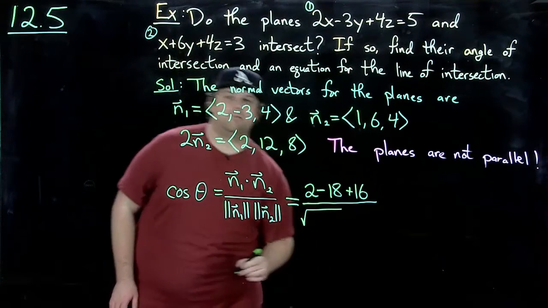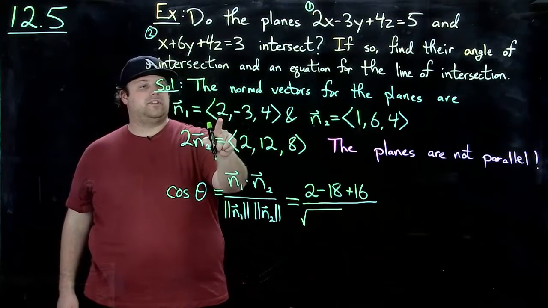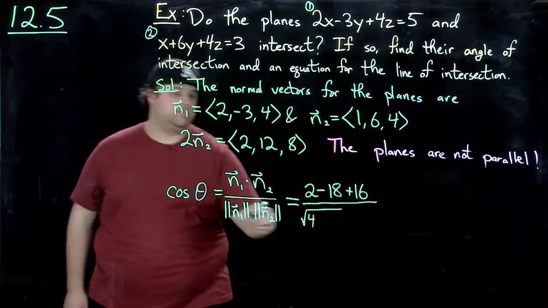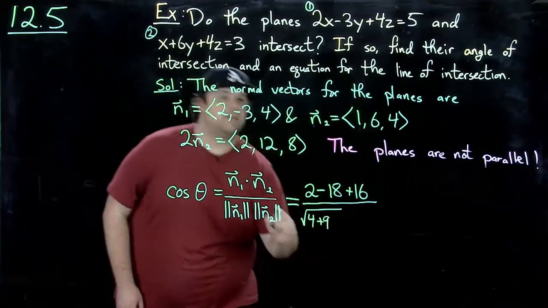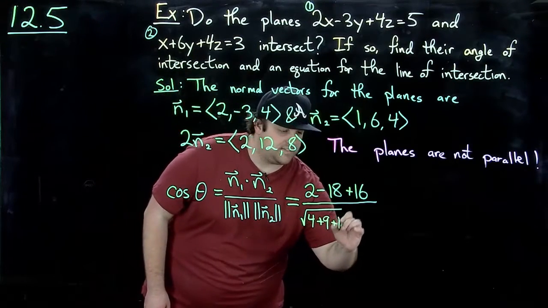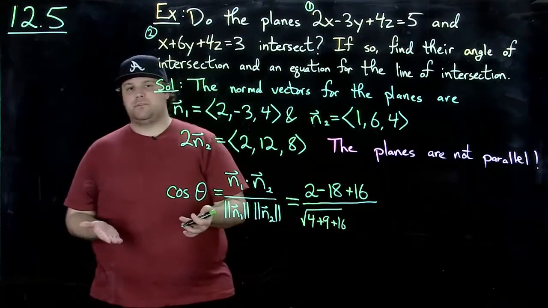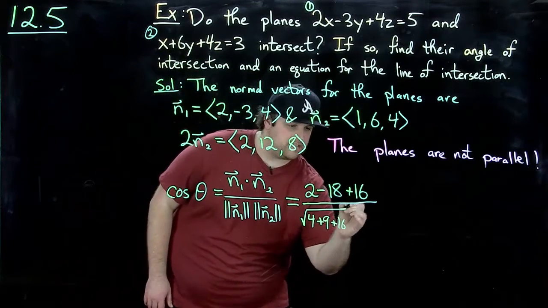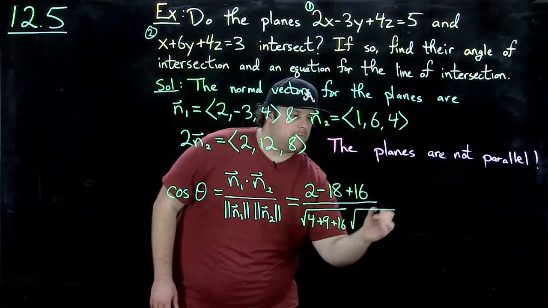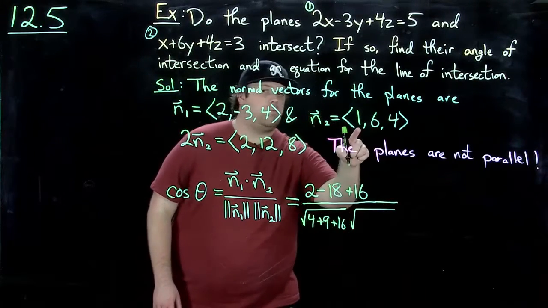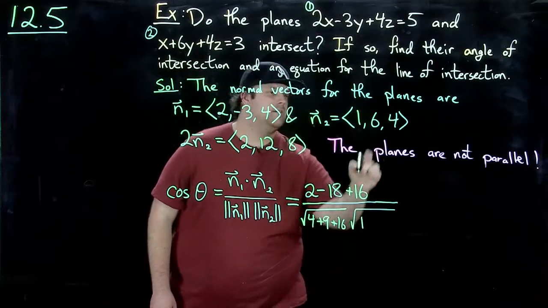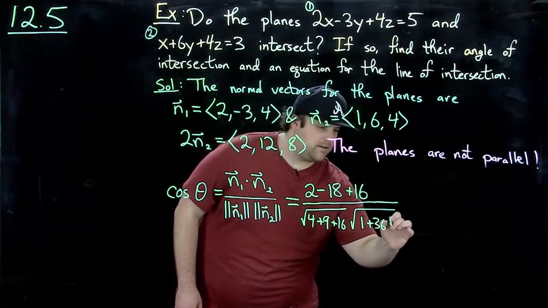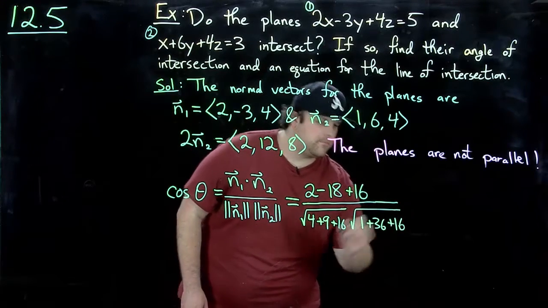Now we need the magnitudes on the bottom. So here we have the square root of 2 squared, which is 4, plus negative 3 squared, which is 9, plus 4 squared, which is 16. And we're going to multiply that by the magnitude of n2. Let's make that a little longer. Right? 1 squared is 1, plus 6 squared is 36, plus 4 squared is 16.